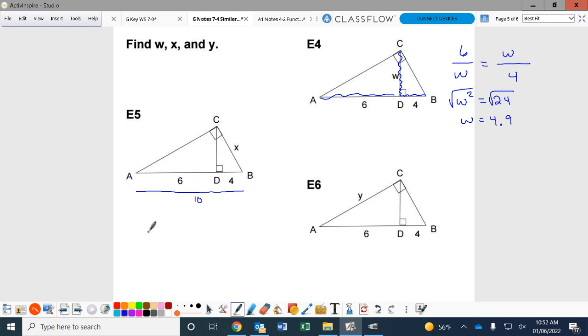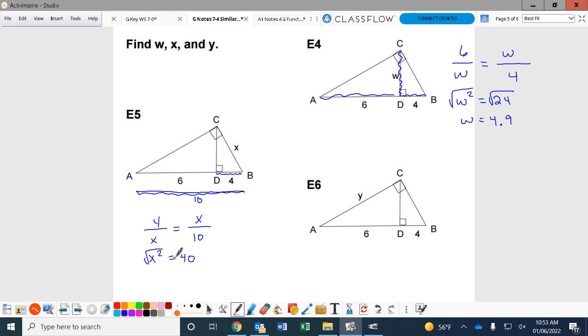So now when I do my geometric mean problem and I set up my proportion, what repeats? X. It's going to be between what and what? 6 and 4 would be for the one in the middle. For the ones on the outside, it's going to be the 4 that touches it and the 10. The ones on the outside always use the whole thing, so it's going to be between the 4 and the 10. So it's going to be x squared equals 40.